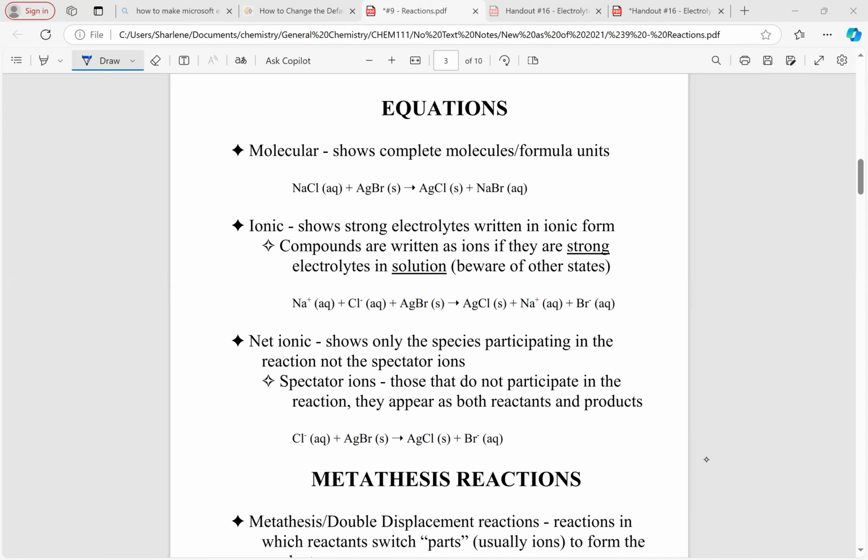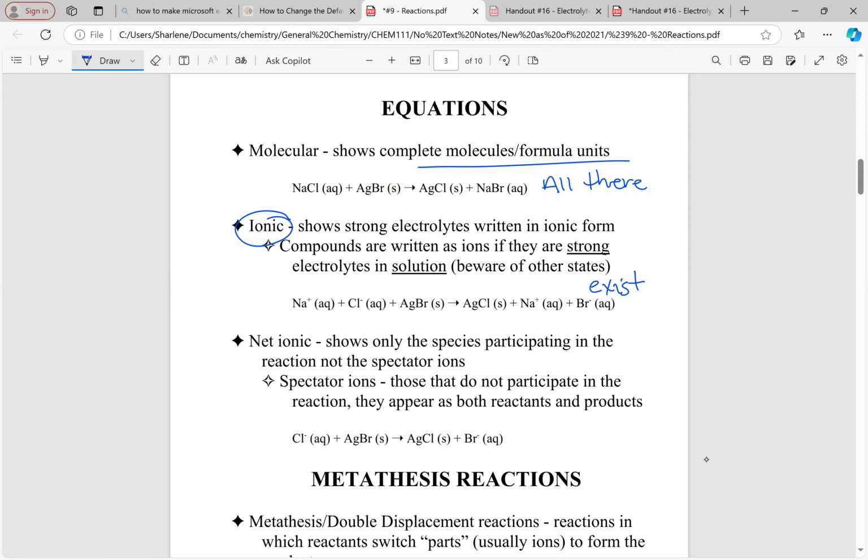And the first one is called molecular. Not really like molecular as a molecular compound, but what it's trying to show is that it is a complete formula unit or a complete molecular reaction. So everything is there. Nothing is missing. Ionic will show you which ones are actually floating around as ions.